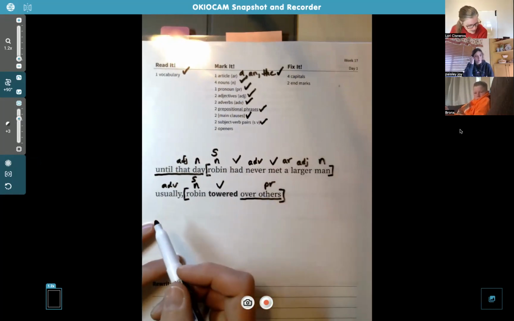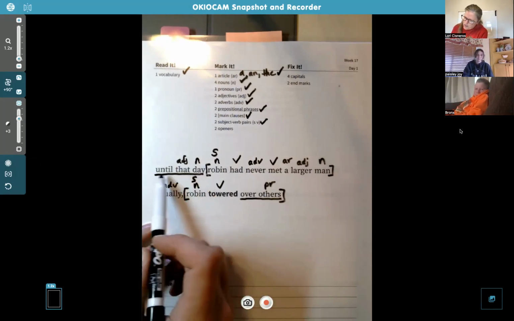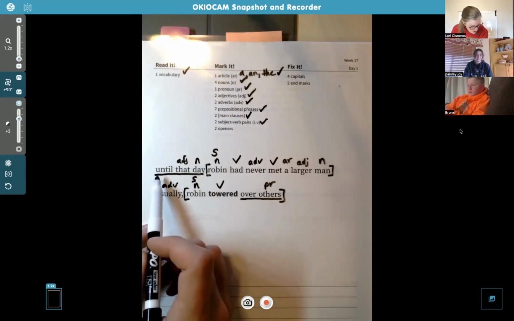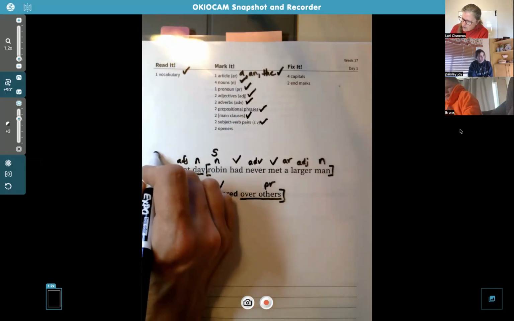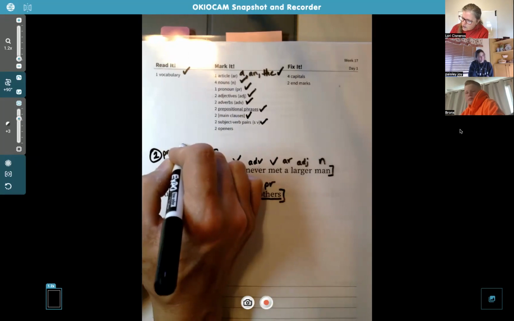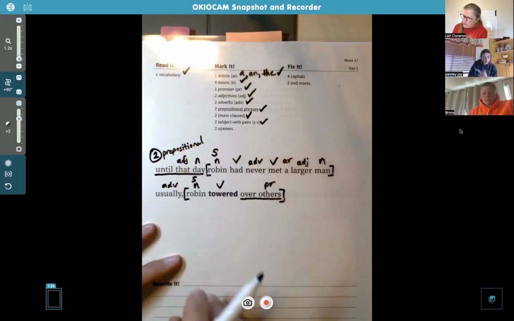All right, we have an opener here. Now the openers we haven't used a whole lot, but this already gives you a clue because it's a prepositional phrase. So this is a prepositional opener, and that is number 2. So go ahead and put a 2 up here. And remember, you can always look back in the back of your book, write prepositional there.